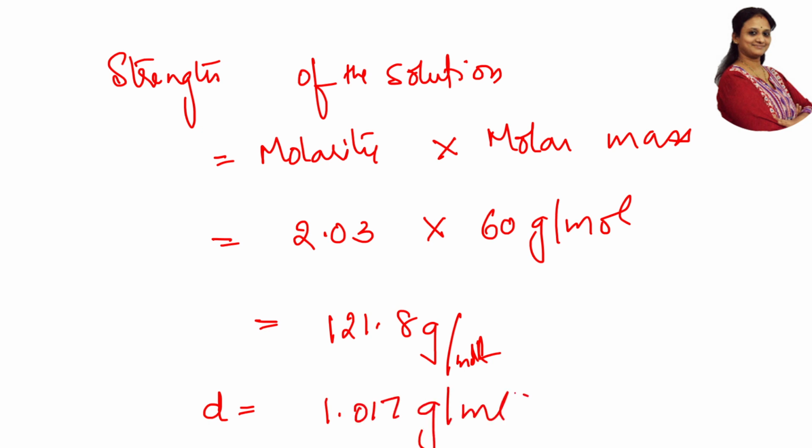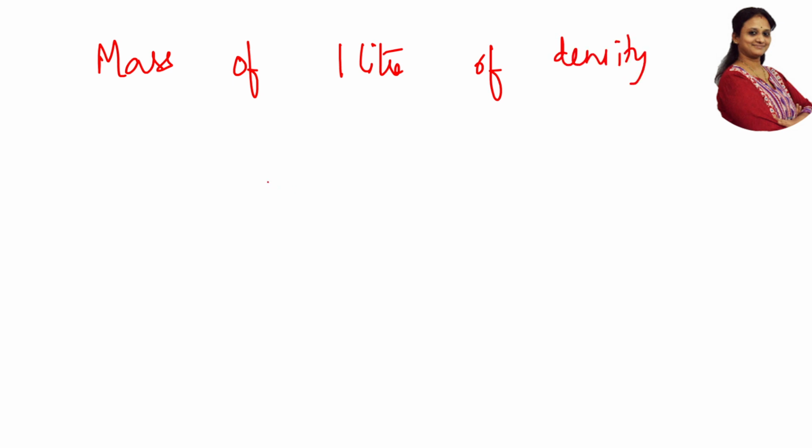So, I have to calculate molality, correct? So, this is density. Now, check. What am I doing? I am taking mass of 1 liter of solution. Density is equal to mass by volume, right? So, mass is equal to density into volume, correct? So, how much is density? Volume is 1000 ml.